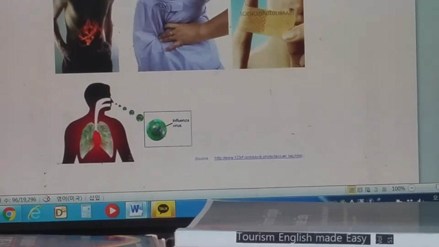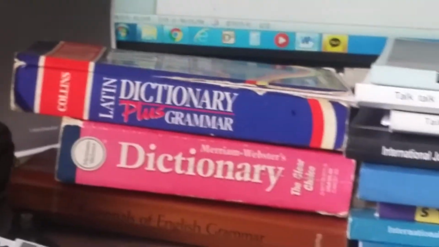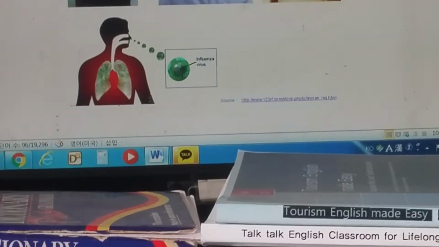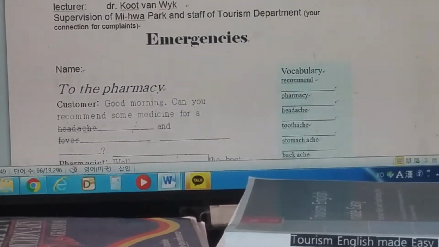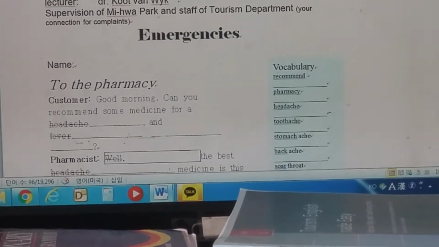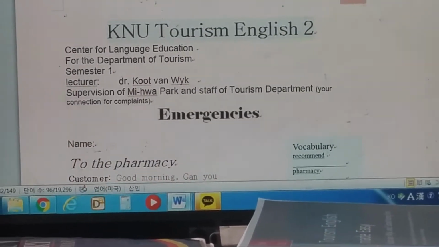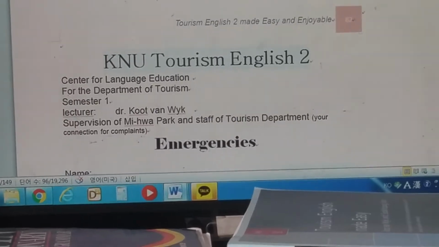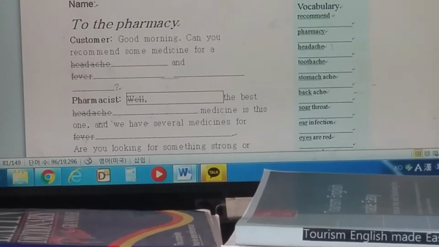Be careful of the virus. All right, that brings us then to, but actually, let's go to this page. Now on emergencies, we'll do this page, which is page 82. There it is, 82. And we'll do actual role play, start preparing.